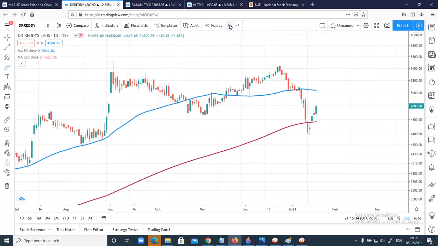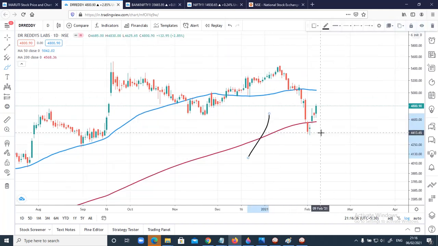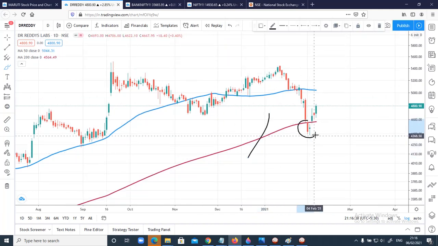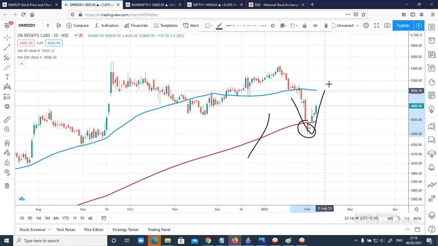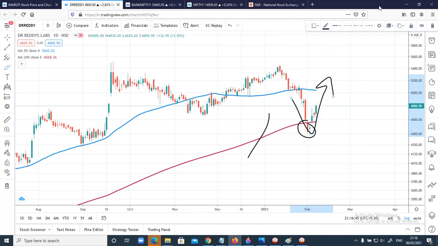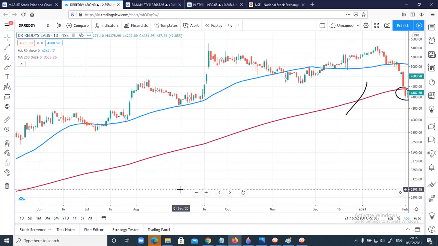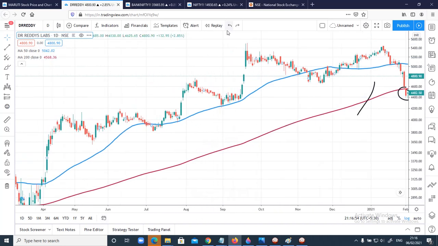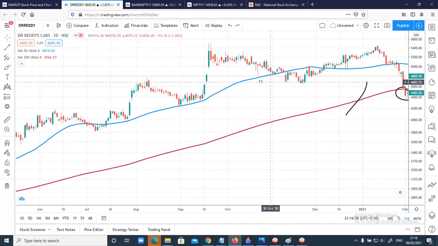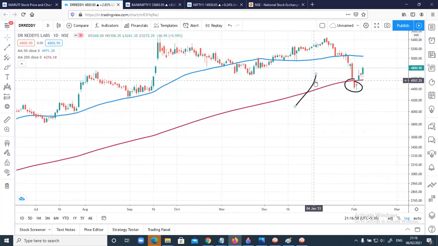The second important thing is that this time the stock came near the 200-day moving average and then bounced. Right now it's bouncing up. So after a long time, Dr. Reddy has come below the 200-day moving average, which is showing a little weakness. Though it has bounced up now, we still need to be aware there are very good chances it can drop down again.